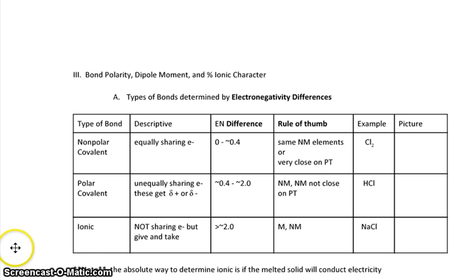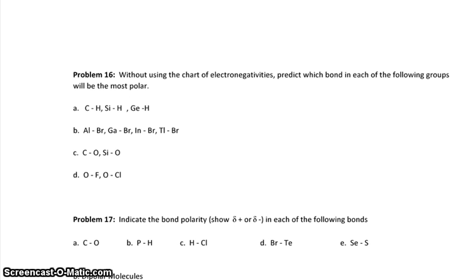Ionics, metal, nonmetal. So let's go back here again. Without using the chart of electronegativities, but please use your periodic table, predict which bond in each of the following groups will be the most polar. In other words, which ones have the electrons the furthest away from each other? Well, carbon and hydrogen.